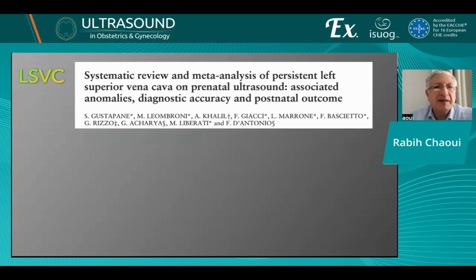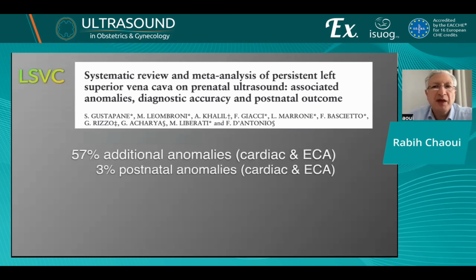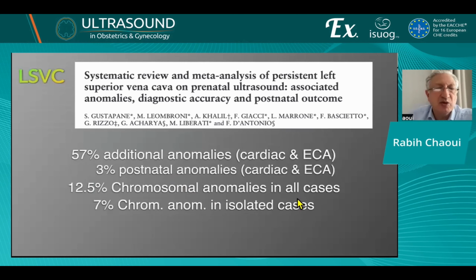In this meta-analysis published many years ago, it was shown that 50% of the cases were associated with cardiac or extracardiac anomalies, and 3 of them were detected only postnatally. 12 had chromosomal anomalies, and 7 even in isolated cases. So be aware of this number.